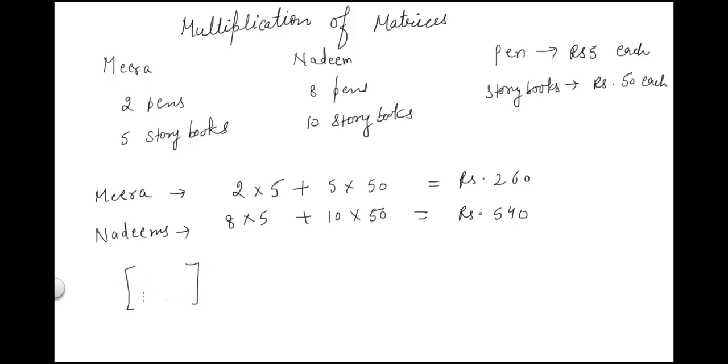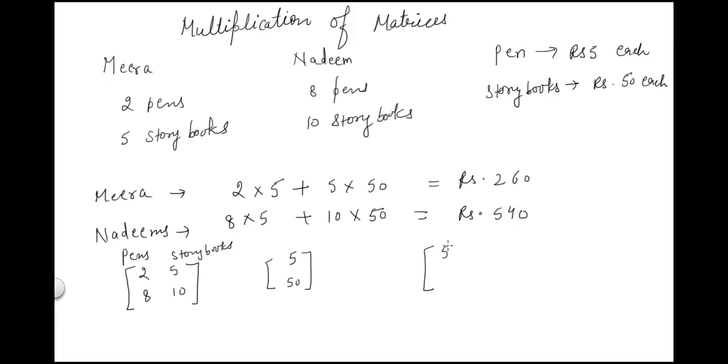Just to see, if I write the items here, the pens are 2 and 8. Suppose this first column is showing me the number of pens, and the second column is showing me storybooks. So the storybooks are 5 and 10 for both. What is the price? 5 is the price of a pen and 50 is the price of a storybook. And the total money that they have to spend will be calculated as 260 and 540.